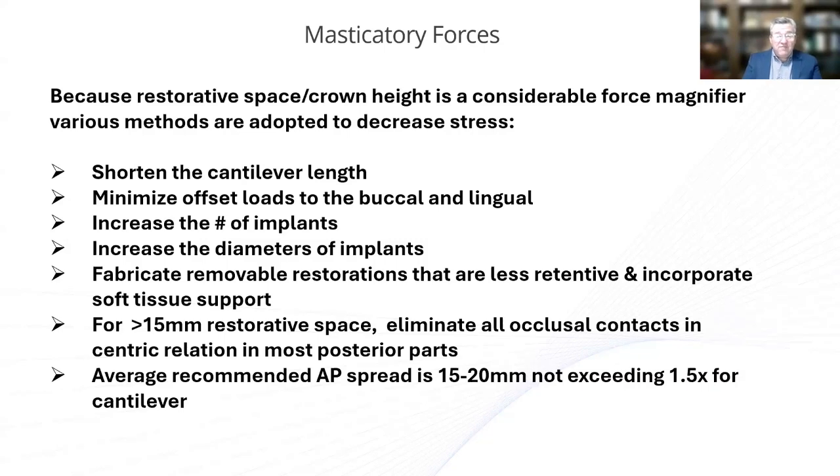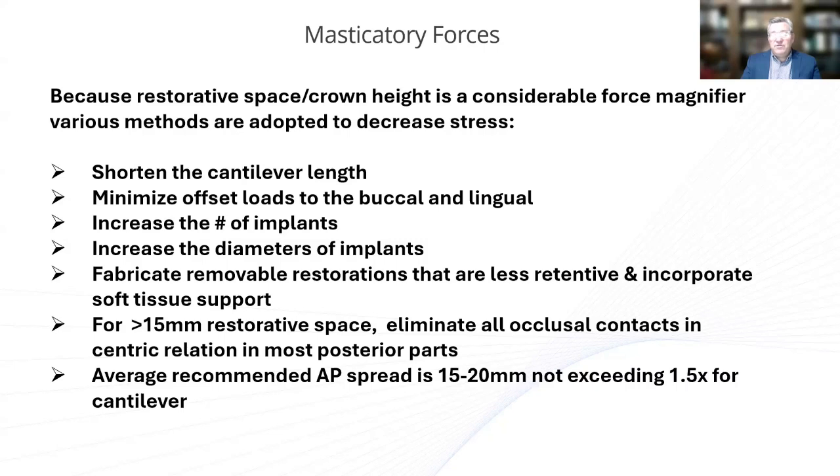So we can shorten the cantilevers, if there are cantilevers, and we'll talk about that a little bit. Minimize offset loads to the buccolingual, reducing the occlusal plane a little bit. Or like we did with me, take it out of occlusion. Increase the number of implants, distribute that force among different, mutually support your implants, if that's an option. Increase the diameter of the implants, fabricate removable restorations that are less retentive and incorporate soft tissue support, i.e. an overdenture. Okay, let the tissue take the load, the soft tissue.